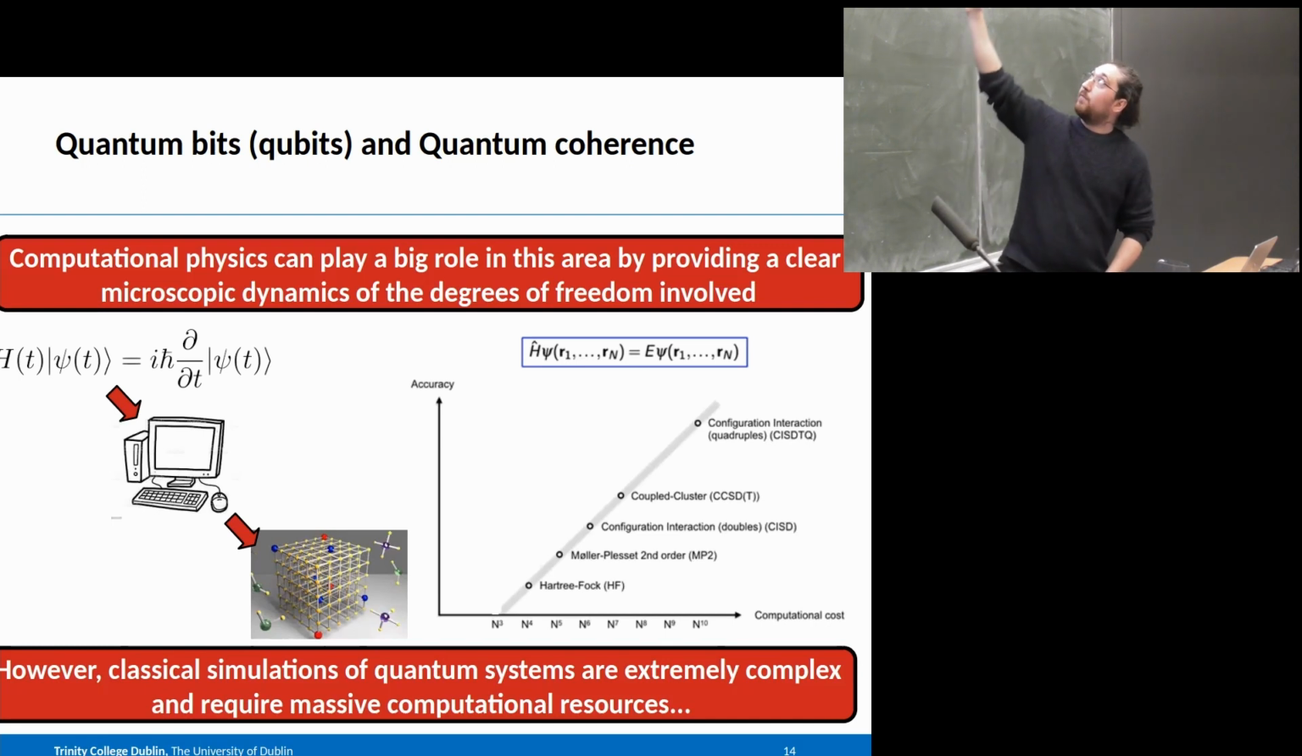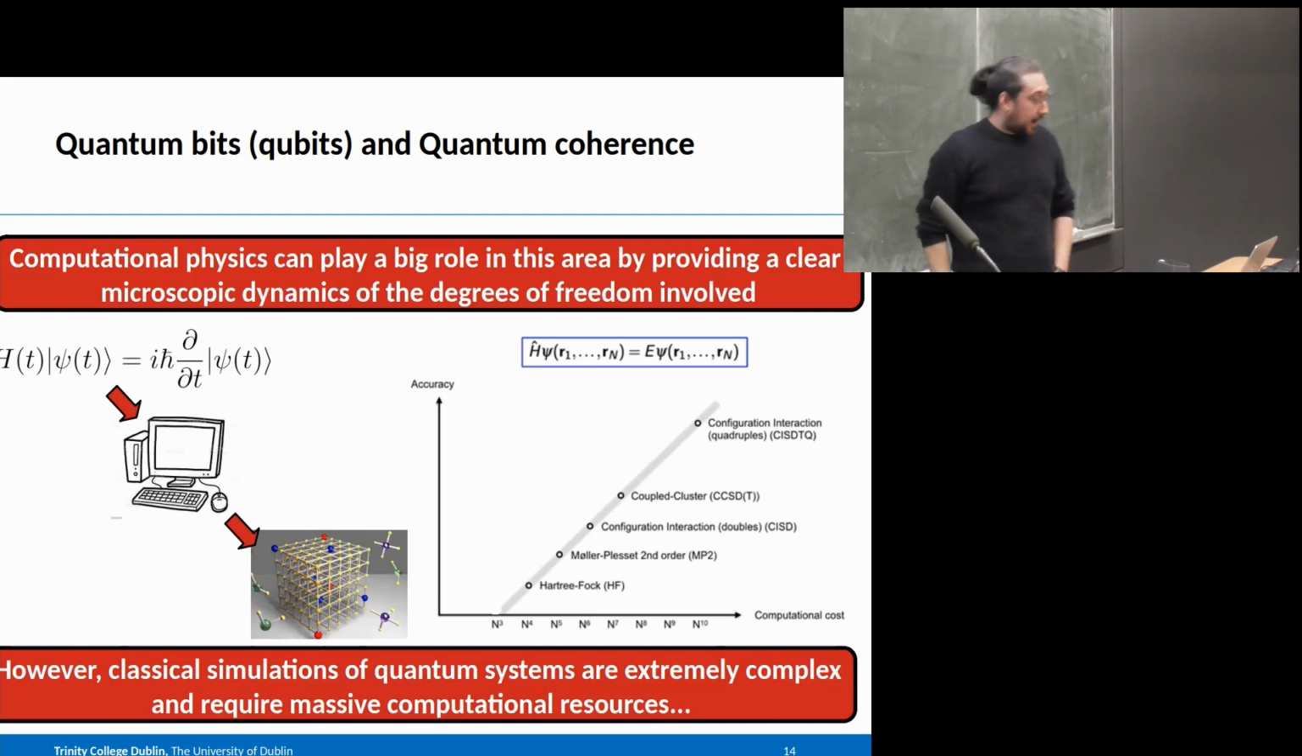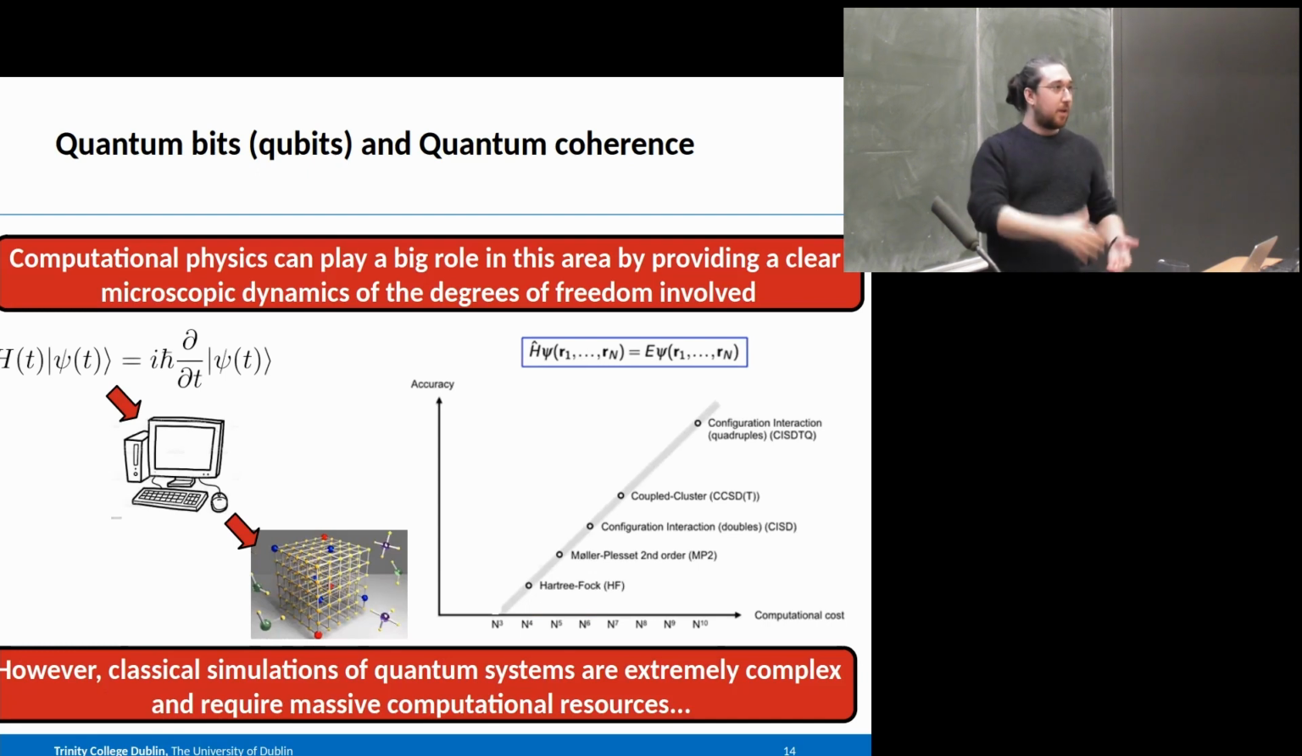However, if you want to get a very accurate description, as you see in this plot here, the computational cost of your algorithm would grow exponentially. It looks like we are kind of stuck here, right? We are trying to use classical computers to solve the Schrödinger equation to design a quantum machine which could then be used to solve the Schrödinger equation. So we are in a difficult situation.